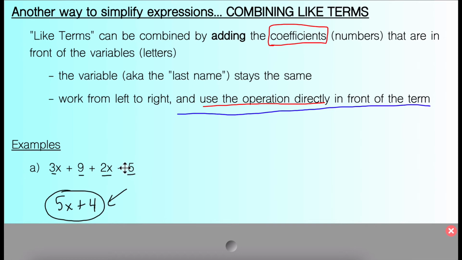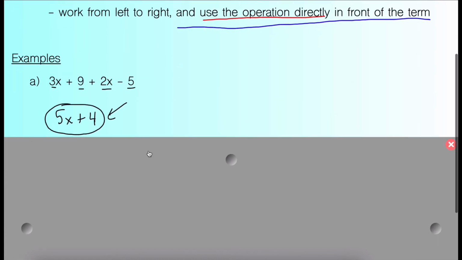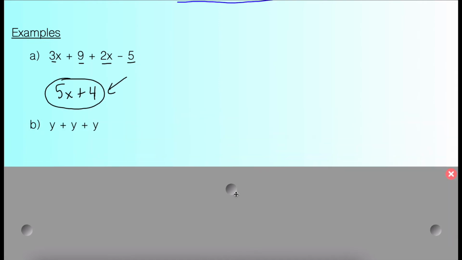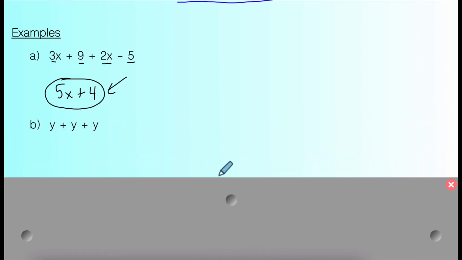We have simplified an expression by combining the like terms, putting the terms together. But the only way you're going to get better at this is by practicing, so let's do a couple more examples. If at any point you feel like you are getting the hang of it and want to try an example, just pause the video, try it yourself, and then unpause and see if you get the same thing I did. But example 2, y plus y plus y.